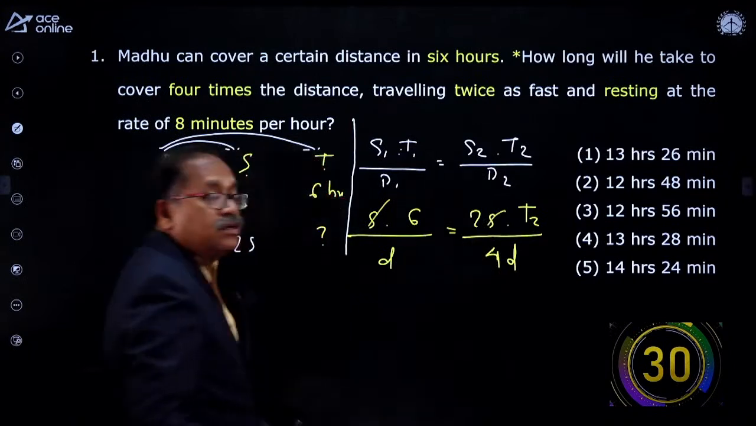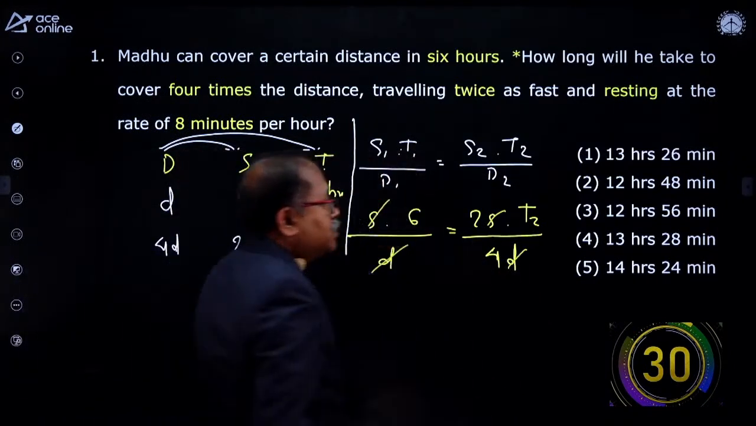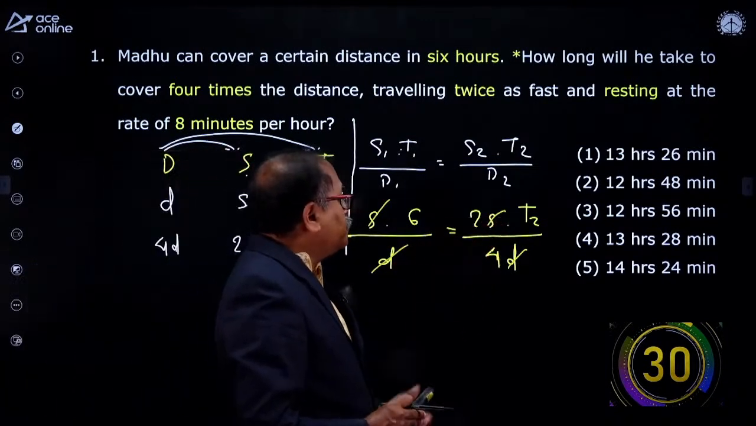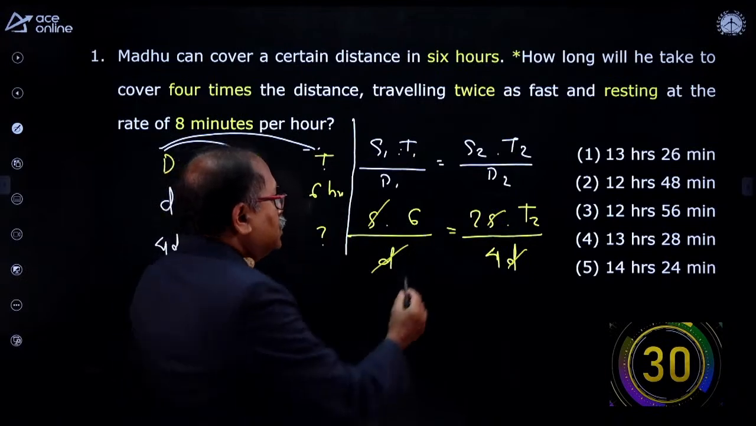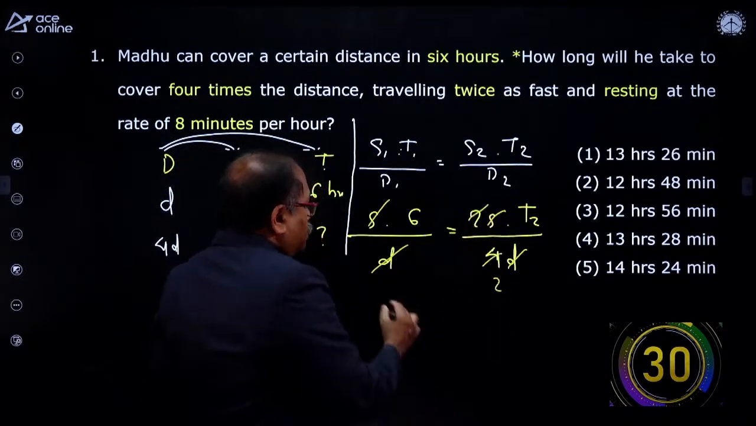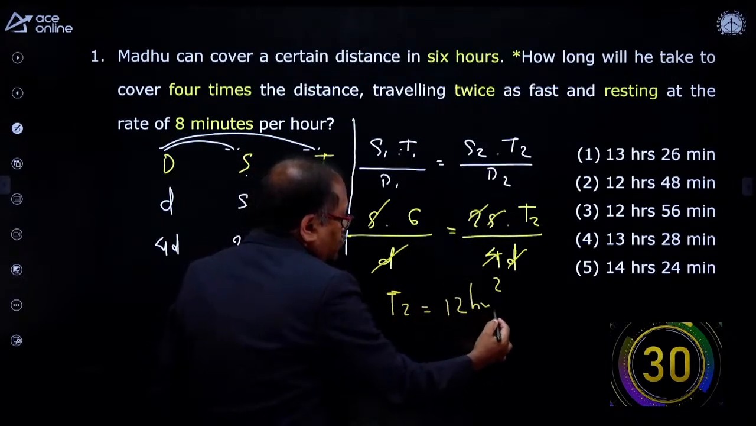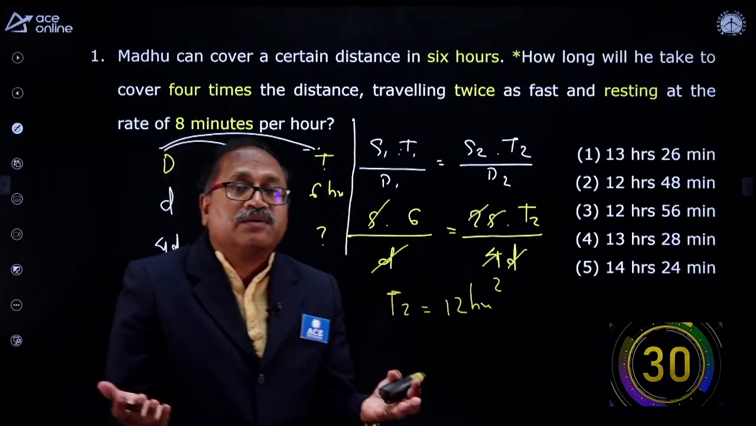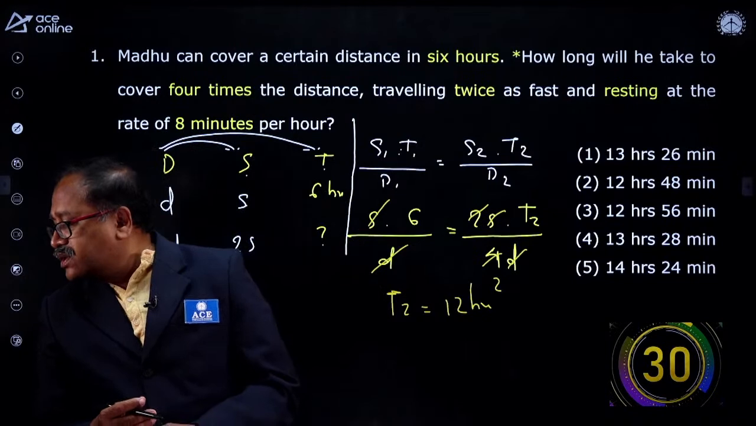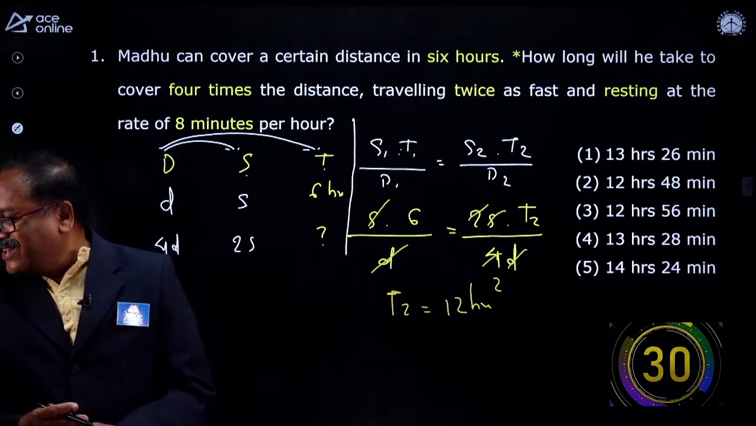Check this part. S and S get cancelled, D and D get cancelled, so the variables got cancelled. Therefore I will be able to get T2. This is 2 and this is 4, cancel, there is 2 times. So T2 is equal to 12 hours. What is this 12 hours? It is the travel time.